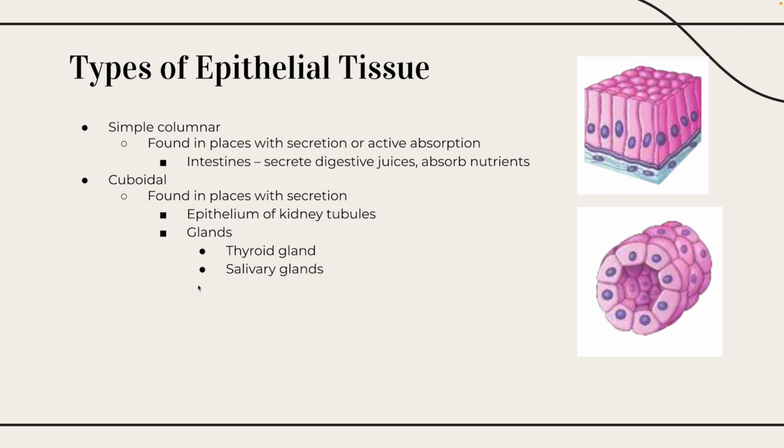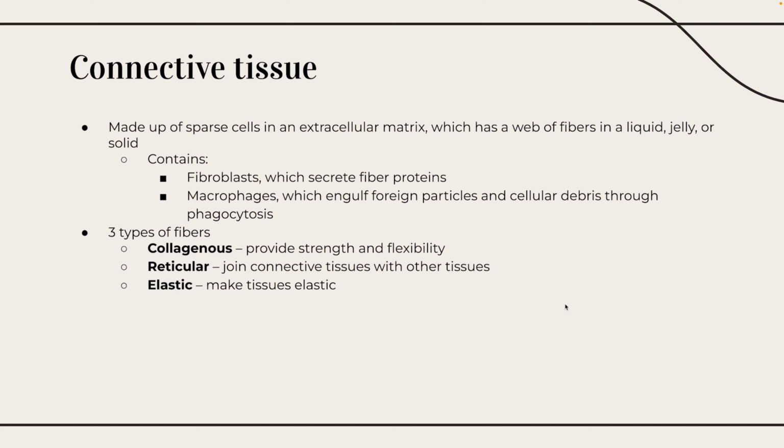All right, so there's also simple columnar, which is just one layer of columnar cells, and this is found in places with secretion or active absorption, especially in the intestines where they secrete digestive juices and absorb nutrients. There's also cuboidal, which is found in places with secretion, and this is found especially in the epithelium of kidney tubules. That's something to remember. It's also found in glands like the thyroid gland and salivary glands, and they look like this. All right, so that's it for epithelial tissue.